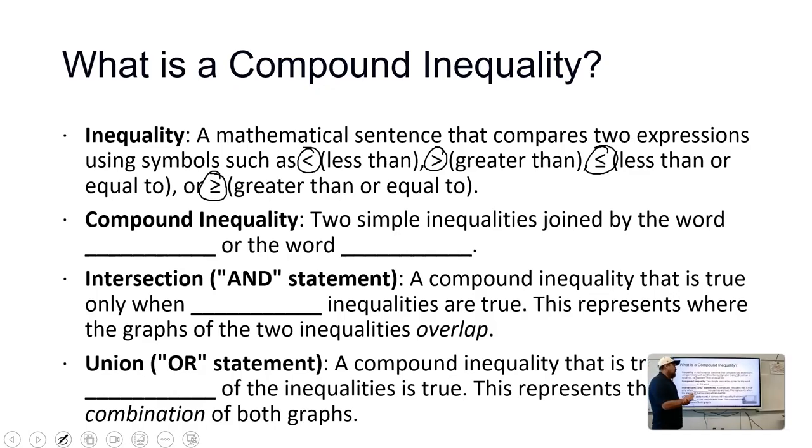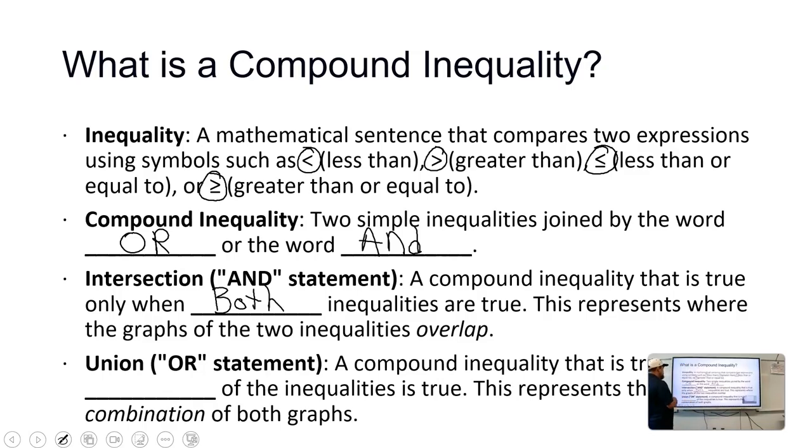Now, the compound inequality is two simple inequalities joined by the word or, which I know is kind of weird, because it's or the word and. So the intersection, which is known as the and statement, is a compound inequality that is true only when both inequalities that we're looking at are true. This represents where the graphs of the two inequalities overlap each other.